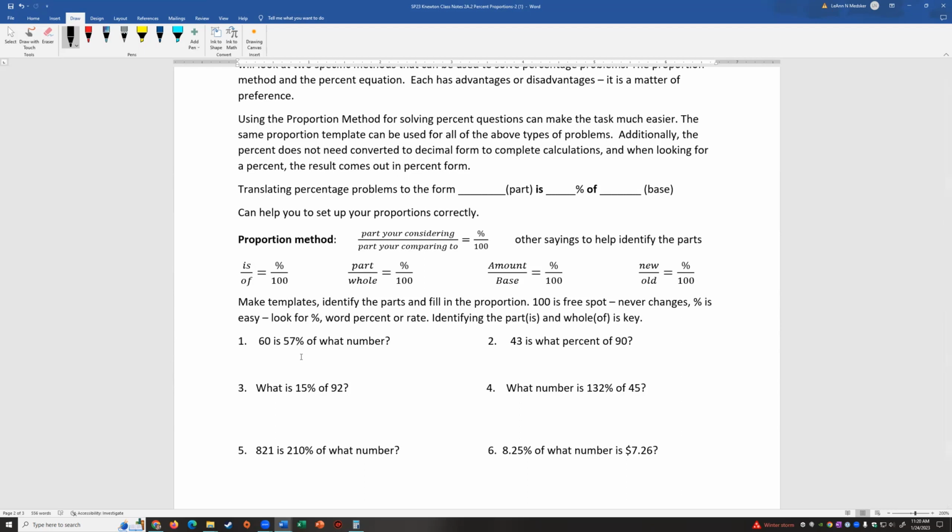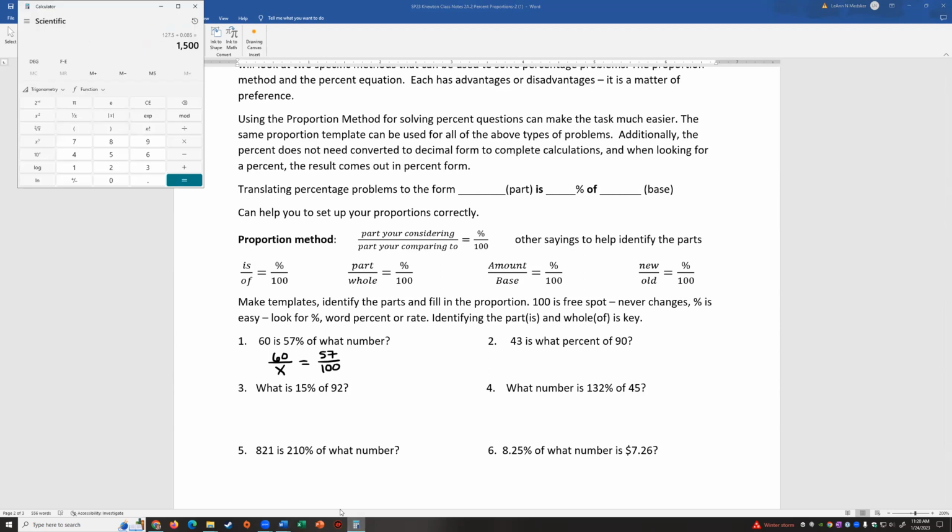This one says 60 is 57% of what number? So "is" is the 60, and 57 is the percent on top. 100 is always a free spot. You know it's 100 because it's over the percentage part. What number we don't know. So the "of," the whole, we don't know. We know the part, but not the whole. If we cross multiply, I'm not going to show all my work because I don't have a lot of space. So 60 times 100 is 6,000, divided by 57.